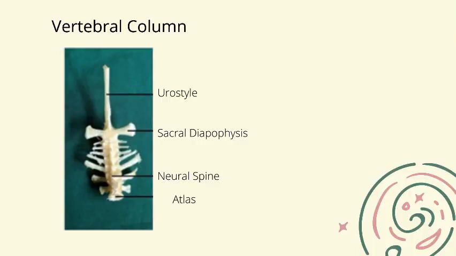The vertebral column protects the spinal cord, postures the body, and aids transmission during movement. In the image, we can see that there is a long rod with spiky protrusions. The long, thin, stick-looking structure is called the urostyle. The thick protrusion after the urostyle is called the sacral diapophysis. In the rod-looking area, the spiky top is called the neural spine. The circular-looking structure is called the atlas.